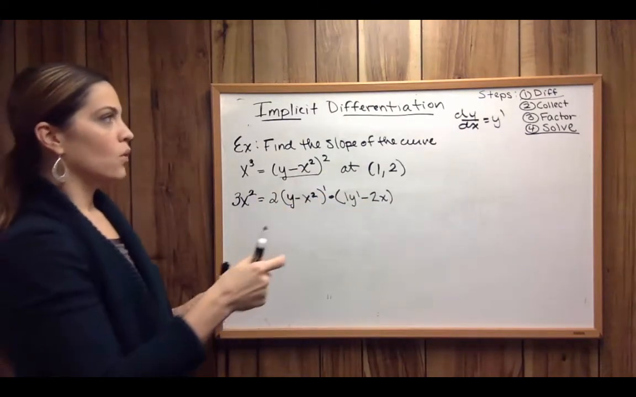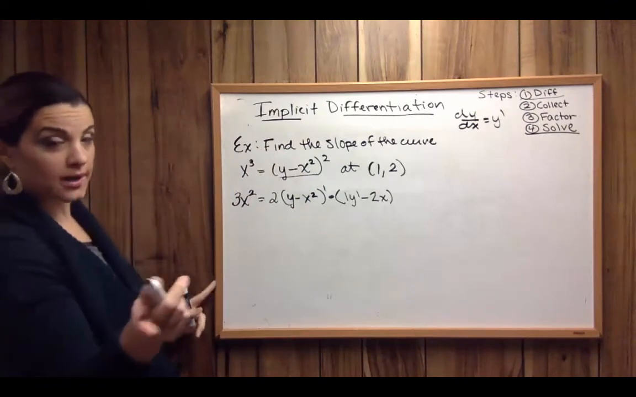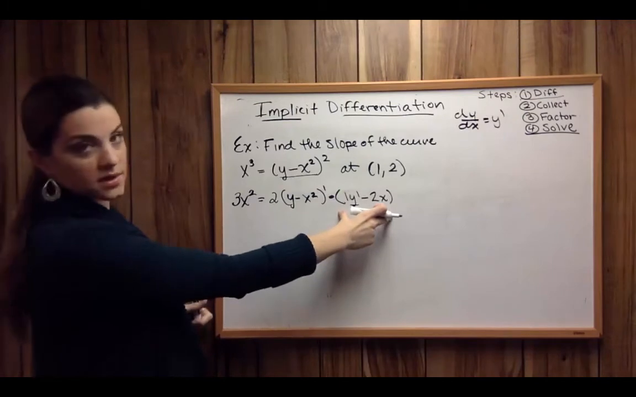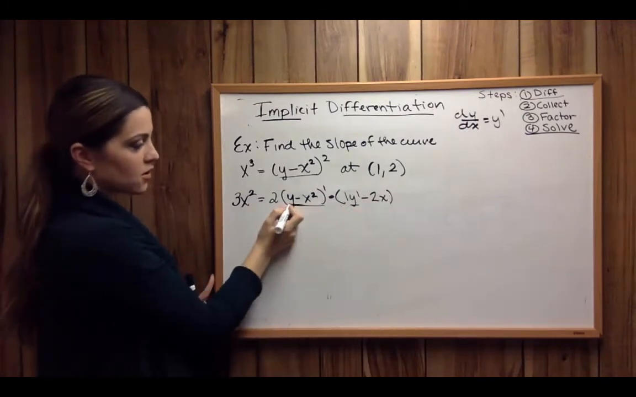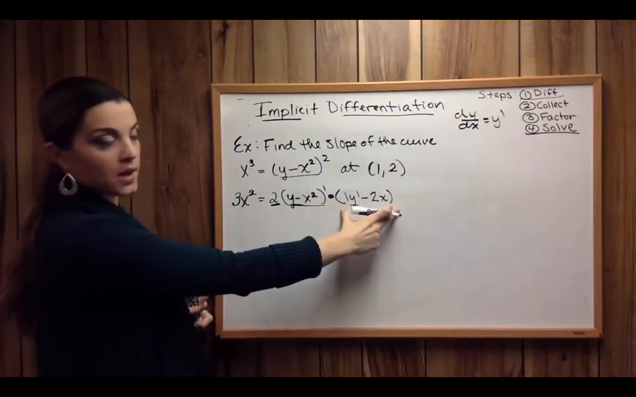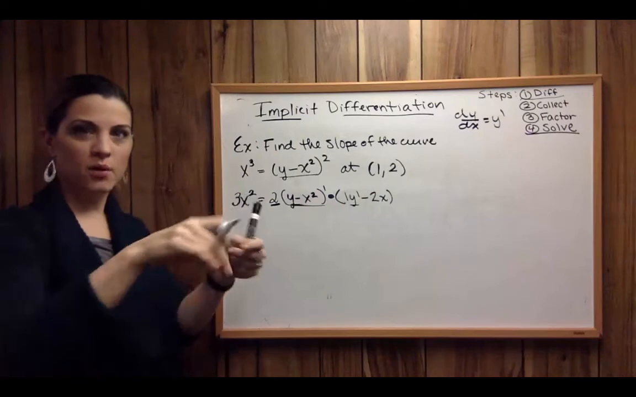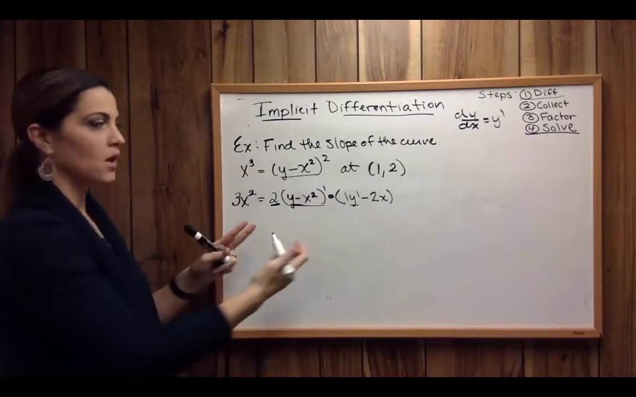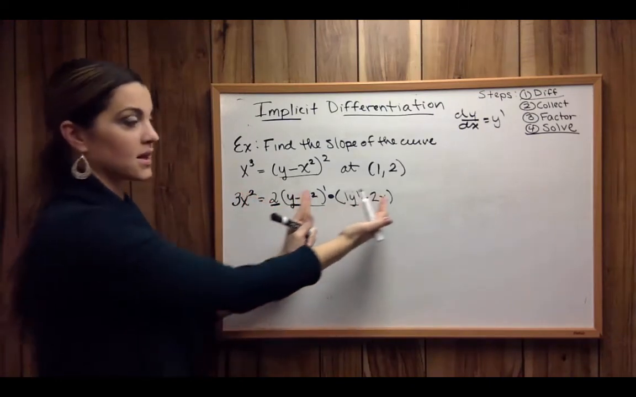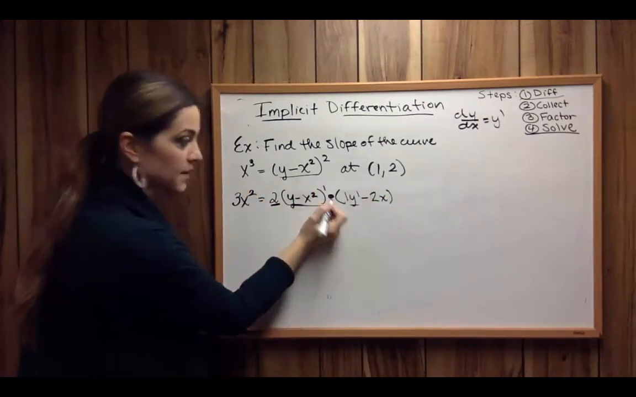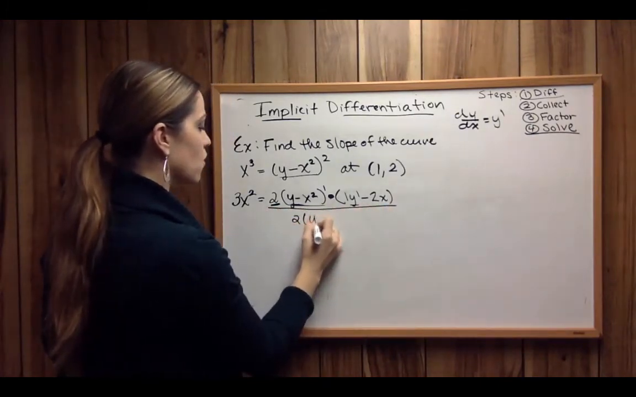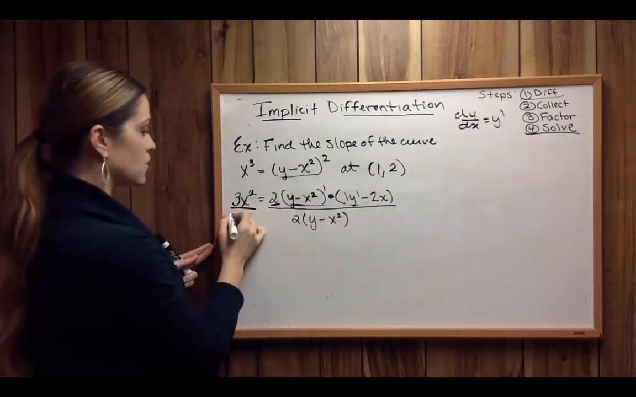Now, collect your y primes. Now here's where it's tricky. Your y prime is stuck. It's stuck inside of this parentheses. But notice that this term and this term are multiplied with the whole parentheses that has the y prime. So in order to start to break away the pieces that are connected to the y prime, you can bring this all over to the other side by doing the opposite operation that's connecting that parentheses. And the opposite operation for multiplication is division. So we're going to divide 2y minus x squared to the left side.